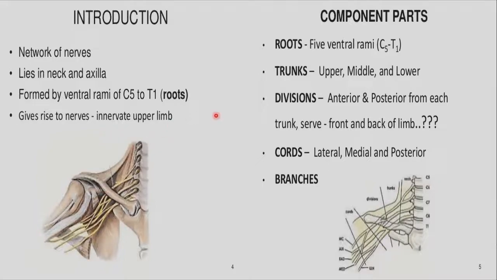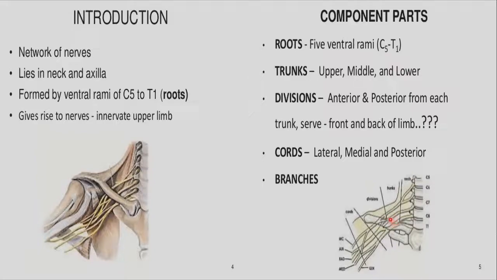The brachial plexus has the following components which you have to know. First of all, you have the roots, which I've talked about in the introduction. You have 5 roots, which arise from the ventral rami of C5 to T1. These roots come together to form the trunks. You have 3 trunks: the upper trunk, middle trunk, and lower trunk.